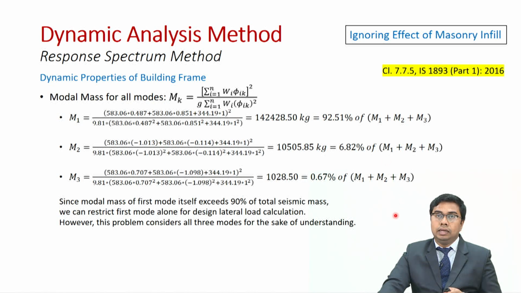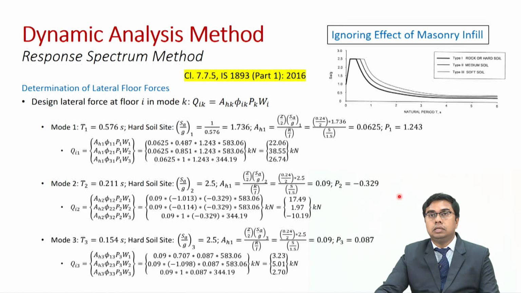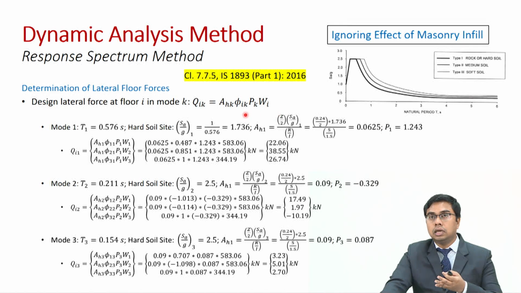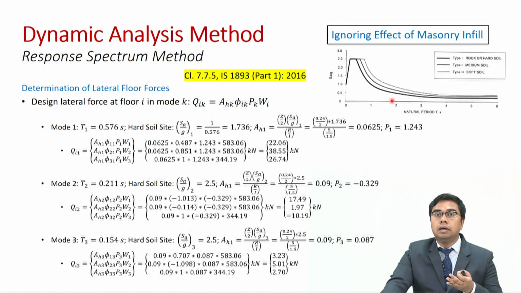So, after finding out these dynamic properties of the building frame, we have gone to calculate the design lateral force at various floors in various modes. The expression is given over here. We have looked into this expression in the last class as well. So, what do we do? For mode 1, the natural period was 0.576 second. The soil was a hard soil site. Based on that, we have found out the value of Sa by g. Sa by g came to be 1.736. This is based on this very plot, or there are expressions also available in IS 1893 2016.